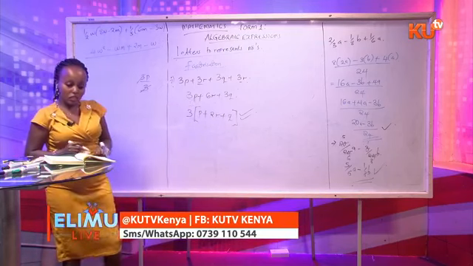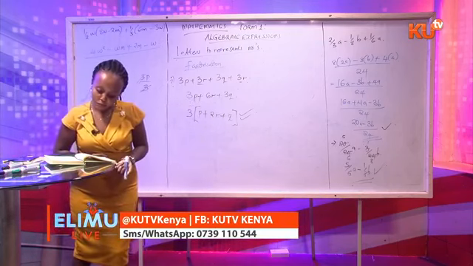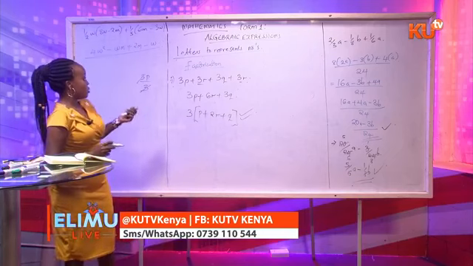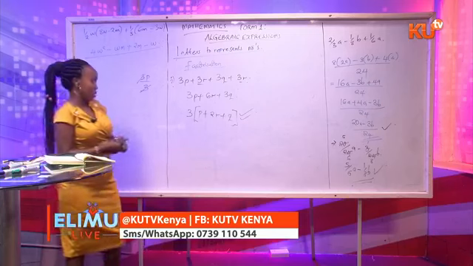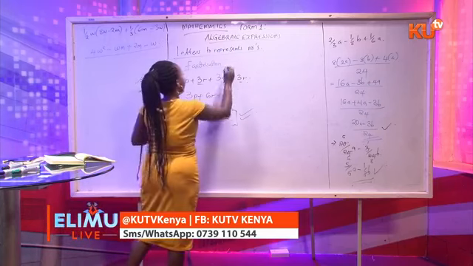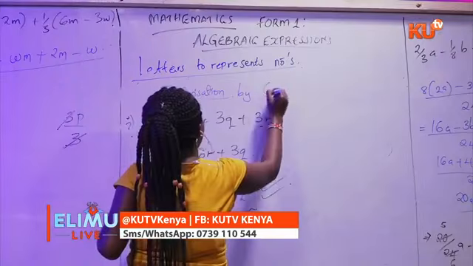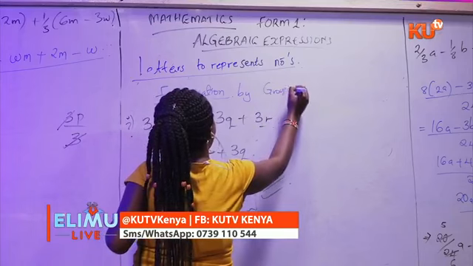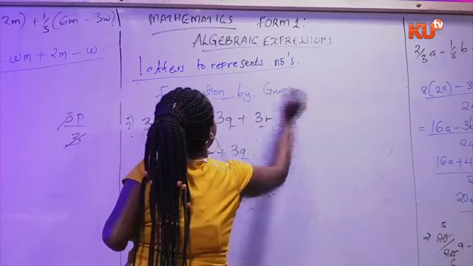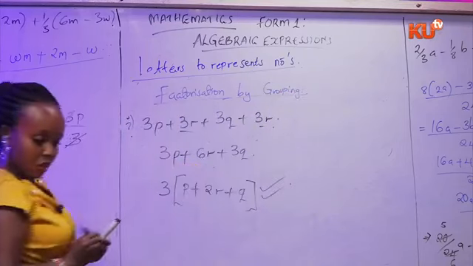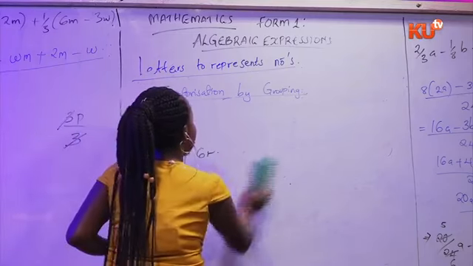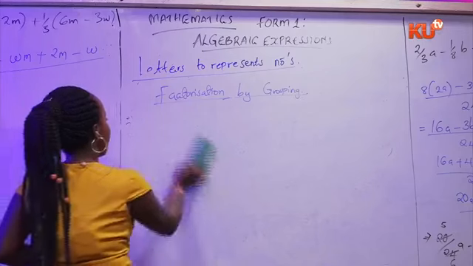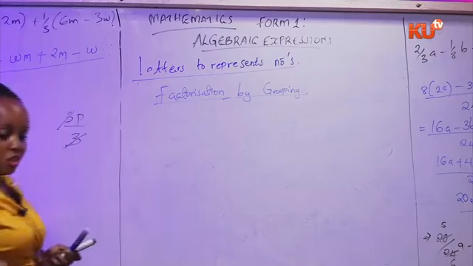Let us look at factorization now. I just wanted to show that one. Then we look at factorization by grouping. As long as you know how to use the brackets, it will all be simpler for you. So let us look at how we factorize by grouping. You can be given a question and you are needed to factorize that question by grouping.